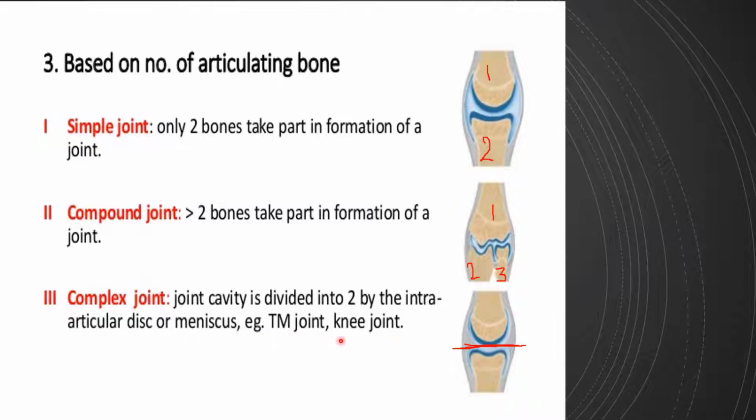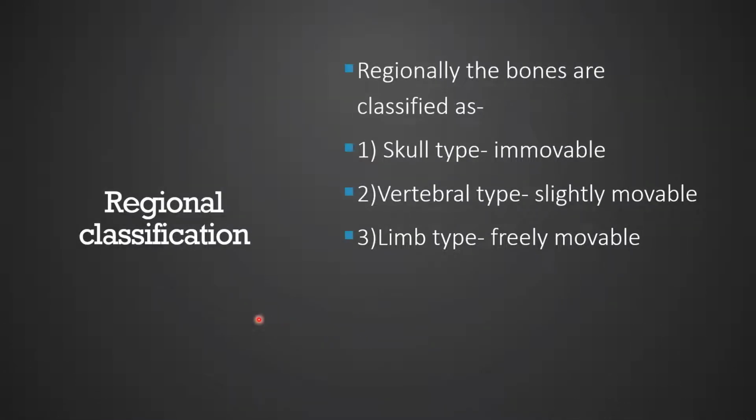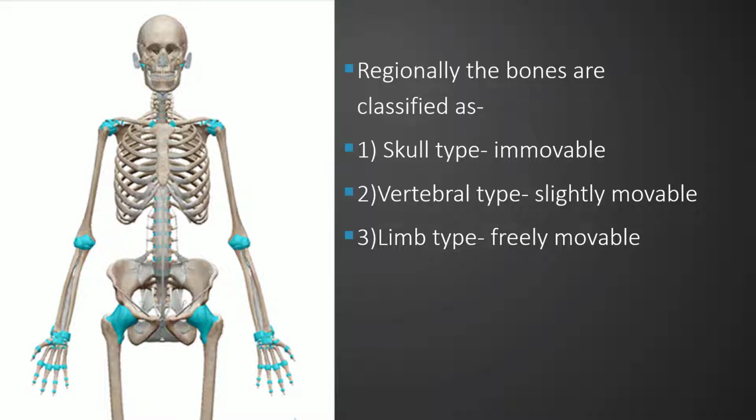Last but not the least, the joints also can be classified on the basis of their regions, or wherever they are present in the body, right? So the regional classification includes the skull type of joints, vertebral type of joints and limb type of joints. The skull type of joints are usually present in the skull bones, which are immovable, and the vertebral type is present in the vertebrae, which are slightly movable. And the limb type means you can freely move your hands, right? So they are freely movable, obviously.